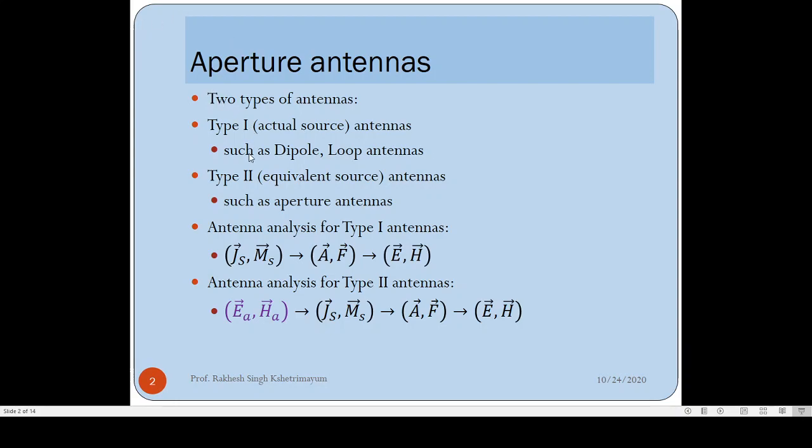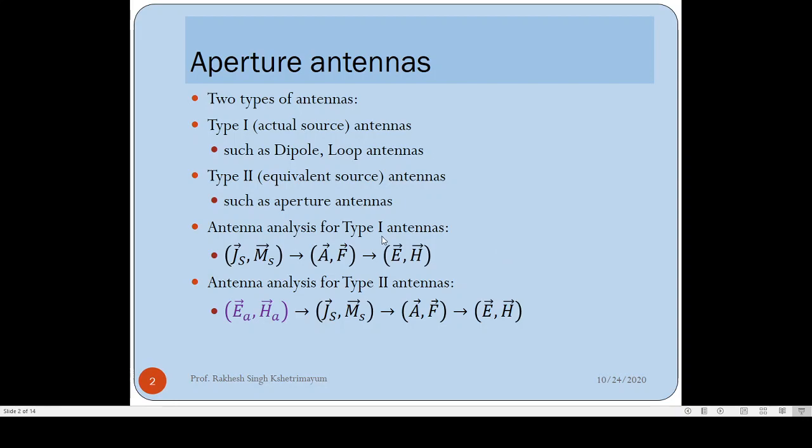So in this class what we are going to study is called type 2 antennas, in which the source is somewhere else, and we actually find the equivalent source from the field radiated from the original source and use that equivalent source for finding the fields of the aperture antennas. All these things will be very clear after we study this class. So in type 2 antennas we use an equivalent source for radiation.